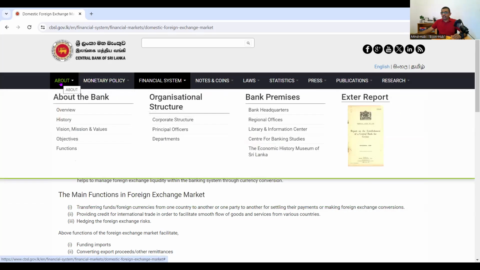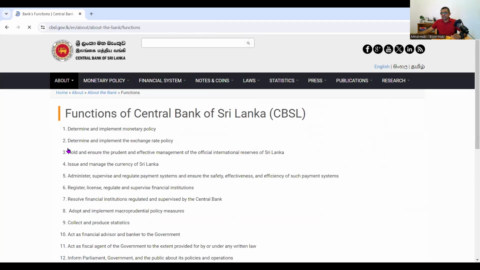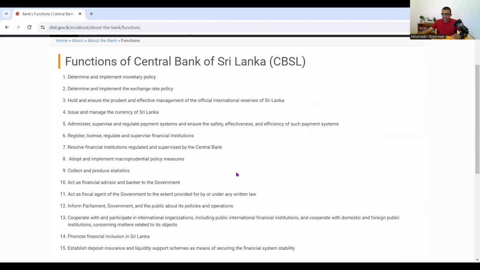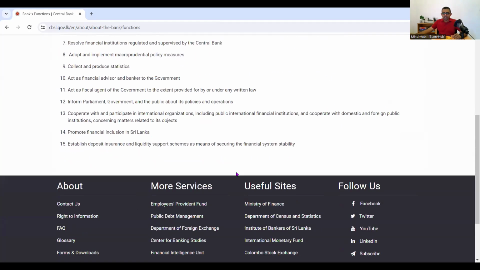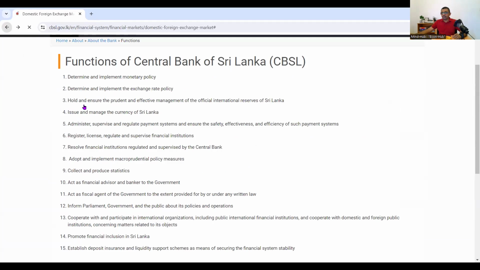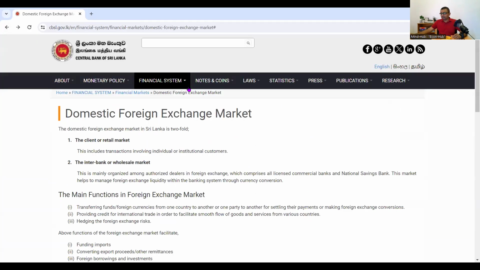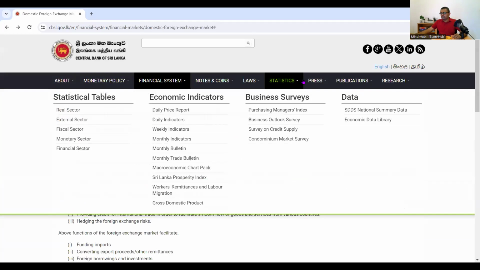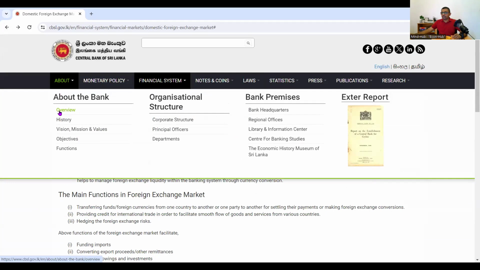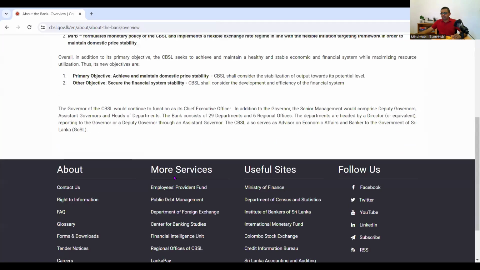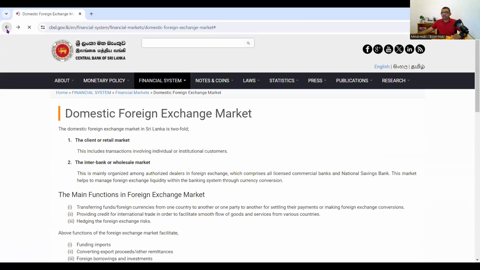Then if I go back to the about area, the central bank will have certain functions, as you guys know. Based on the new Central Bank Act, they have identified 15 main functions that they engage in. Sorry, if you go to the... just give me a minute.